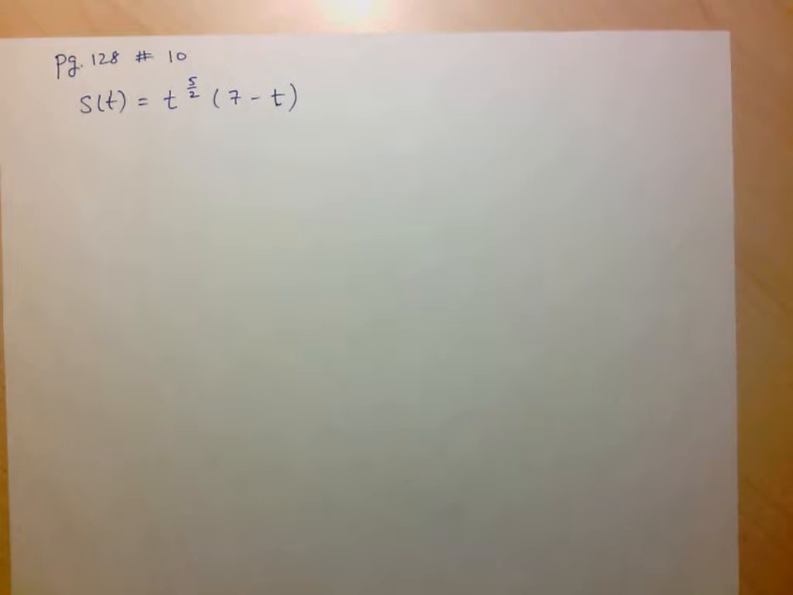Hi folks, we're going to take a look at number 10 from page 128. So they give us this position with respect to time function, where position is in meters and t is in seconds. And the first question they ask us is to calculate the object's velocity and acceleration at any time t.